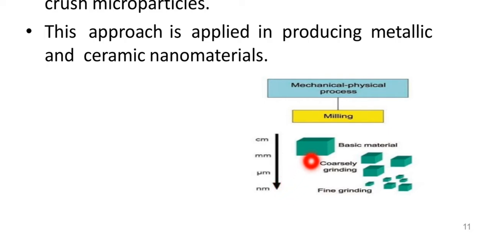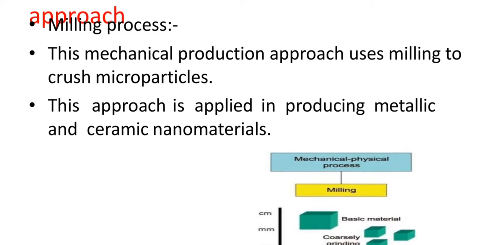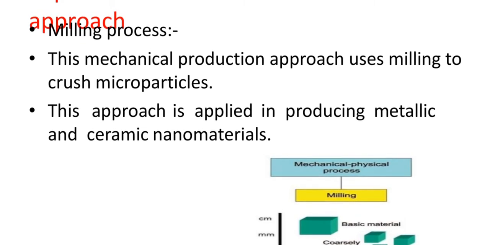See, this is the basic material. This is the coarse grinding process. The basic material after the coarse grinding process, then fine grinding, you see again it is finely ground material. So here basically particles are crushed. It is a mechanical production approach, and this approach is applied in producing metallic and ceramic nanomaterials.